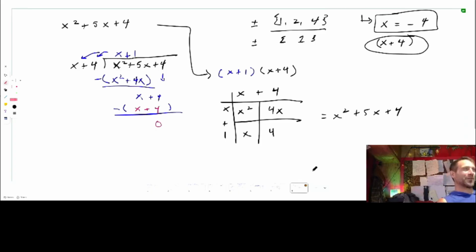So let's try one not with both addition but one subtraction. Let's see how we do the division on that. Okay.